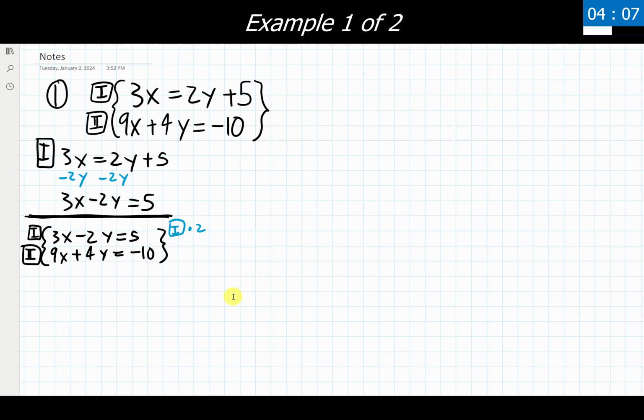Now we can think about what this multiplication looks like, kind of like the distributive property. It means that every single thing in here, this 3x, this minus 2, and this 5, are all going to have 2, quote-unquote, distributing through to it. So my new first equation is going to be 6x minus 4y equals 10. I did not change my second equation at all, so I'm just going to bring it down exactly as it was, no changes at all. 9x plus 4y equals negative 10.